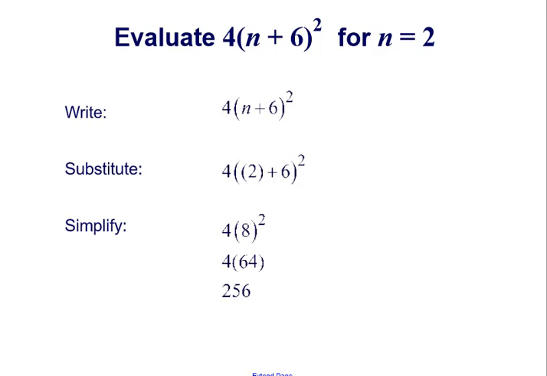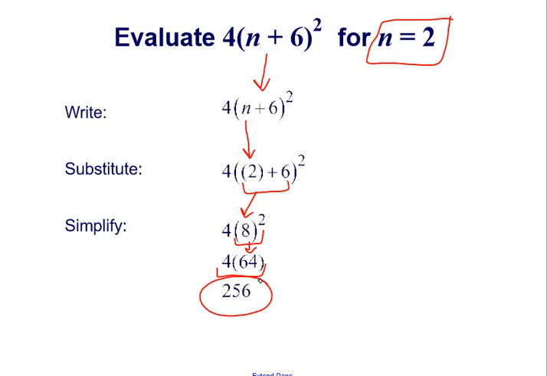Let's look at a very similar expression, but now when n equals 2, and the expression is a little different, that factor of 4 is on the outside of the parentheses. So we have step number 1, write the expression. So we have 4 times the quantity n plus 6 squared. Our given value is n equals 2, so we're substituting for step number 2, where we saw the variable n is now parentheses 2. And now step number 3, we're going to simplify. So 2 plus 6 is 8. 8 squared is 64, and 4 times 64 gives us a final value of 256.